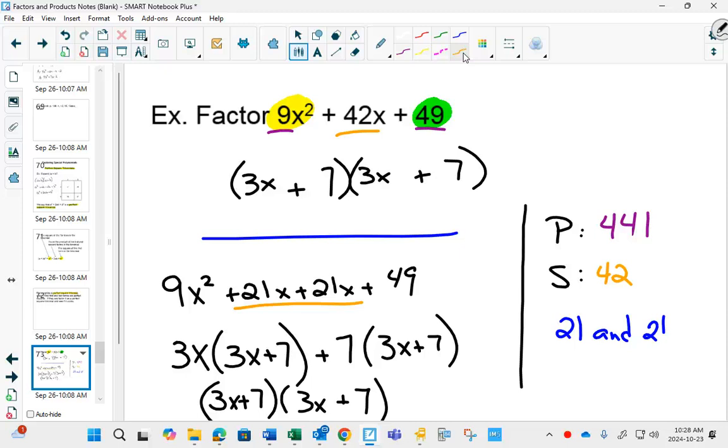I won't make your product go over 400 though. Up to 400, yes. Yeah, I'll say decomposition. I might say grouping and decomposition just so that you know. Okay?